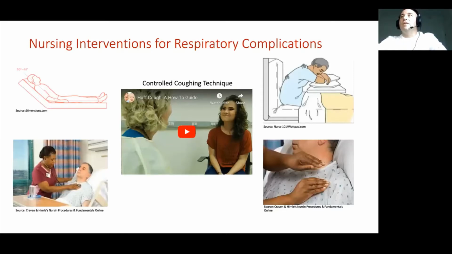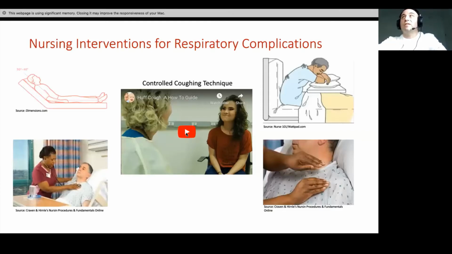Beyond that, we can also try percussion, vibration, oscillation as appropriate. What this does is help loosen the mucus that may be built up, so we can use the coughing exercises to help get those loose. Within this, we do want to encourage the client to take in fluids within any dietary restrictions that the client may be on. And we also have a picture of the tripod position, which helps the client be able to expand their chest a little bit easier.